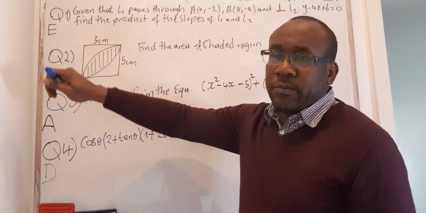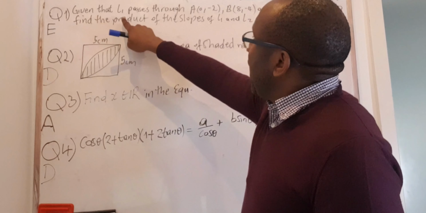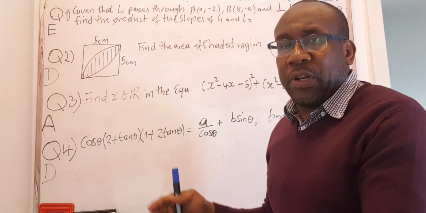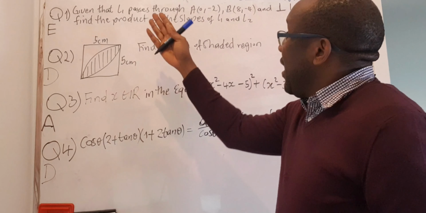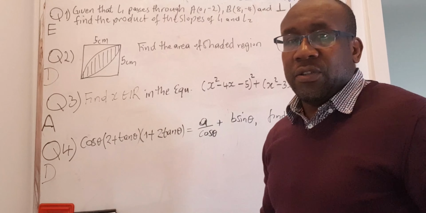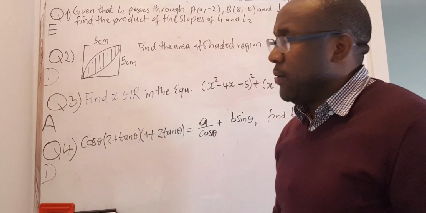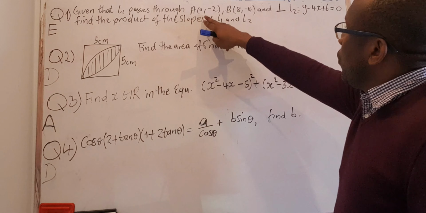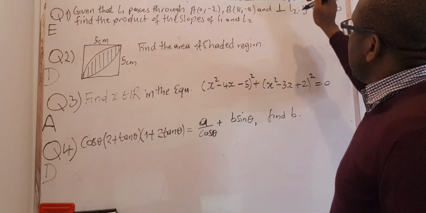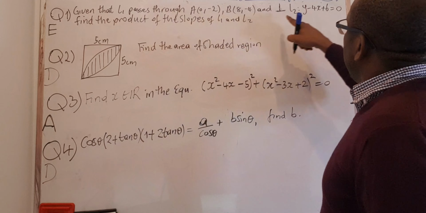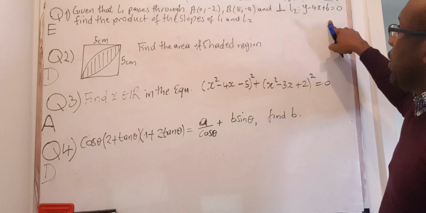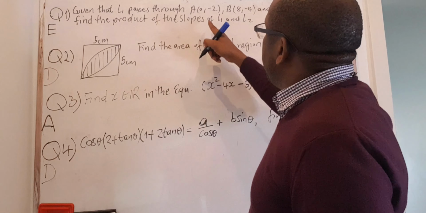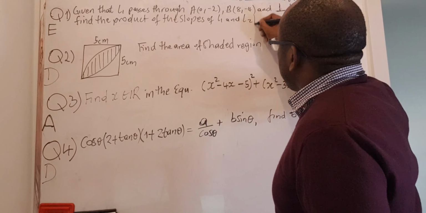The first question for that quiz says, given that L1 is a line that passes through the points, I just put the most important data from that question. So I do not rewrite the questions here. So it's important that you watch that video, please. So given that L1 passes through the points A with coordinates that and B coordinates this, and that it is perpendicular to L2 given by this equation here, y minus 4x plus 6 equal to 0. Find the product of the slopes of L1 and L2.